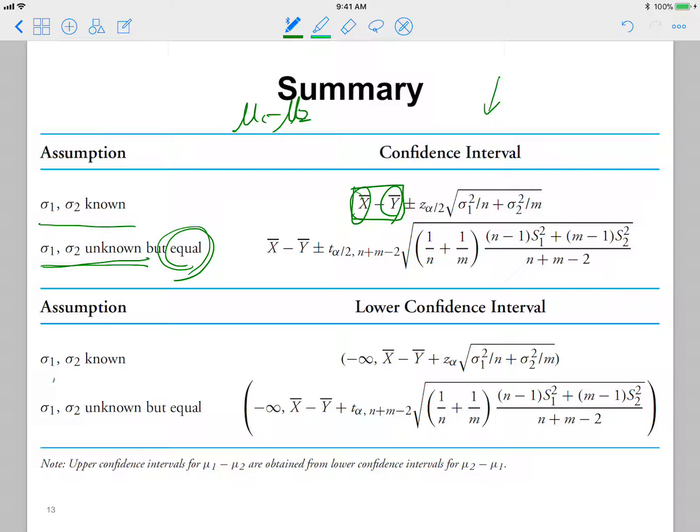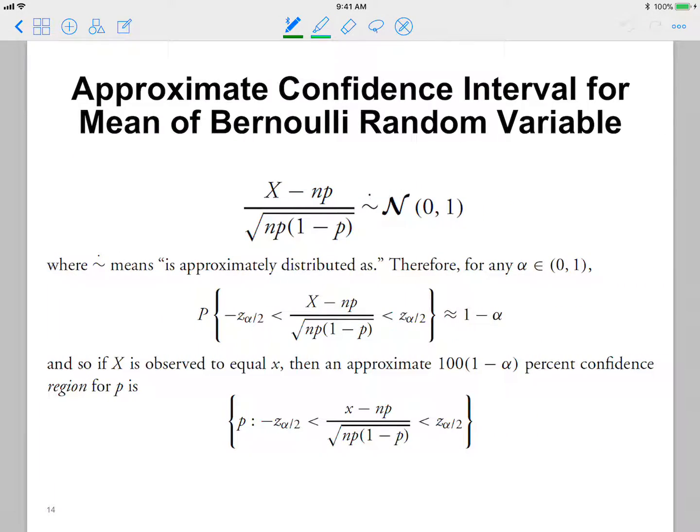And then the next one was just a one-sided version of them. The only difference is this changes to this, so we put the 5% probability, instead of splitting it into half and distributing it on both sides. In the case of a one-sided interval estimate, we put all this probability into either the lower or the upper bound.